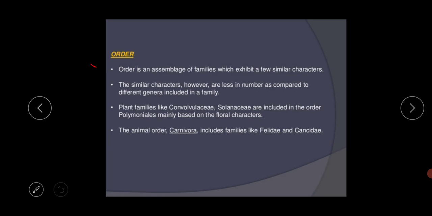So what is the meaning of the order? Order is an assemblage of families which exhibit a few similar characters. These similar characters, however, are less in number as compared to different genera included in a family.